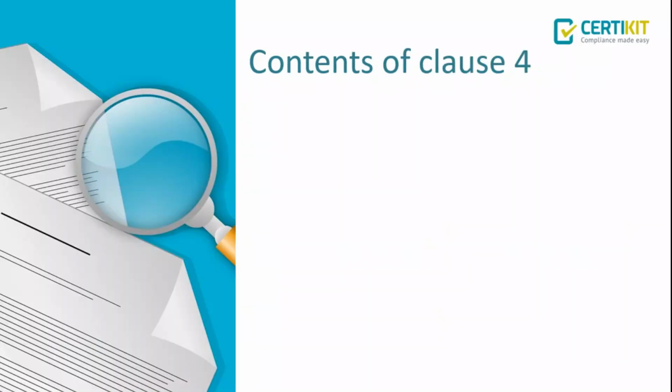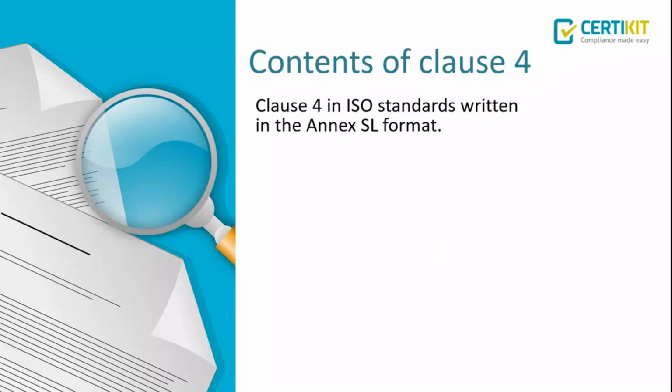So Clause 4. This is the start of the management system. It's the first clause. All standards now are written in the Annex SL format, and that is a format where they have 10 clauses. The first 3 clauses are not auditable. That's background information on the management system, any abbreviations, that sort of thing. And then from clause 4 through to clause 10, they're auditable clauses for your management system. They're the ones that your certifying body will check you on.